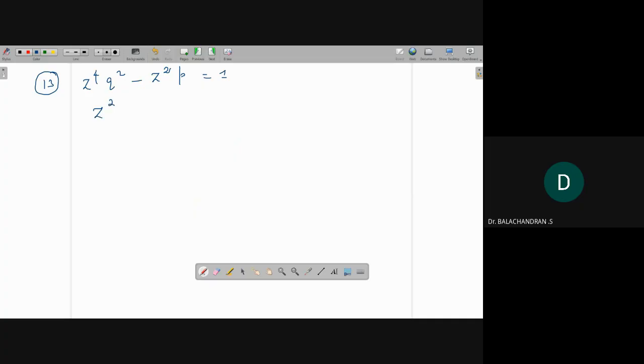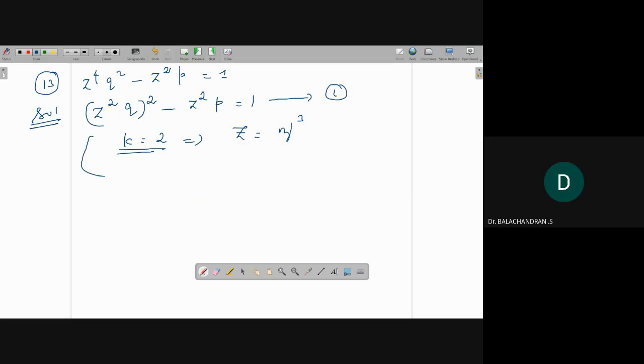Z square into q whole square, shall we write? Minus z square p is equal to 1. So here you can find only the value of K. What is the substitution? Capital Z equals z power 1 plus K, which is z power 3. So this is equation number 1.